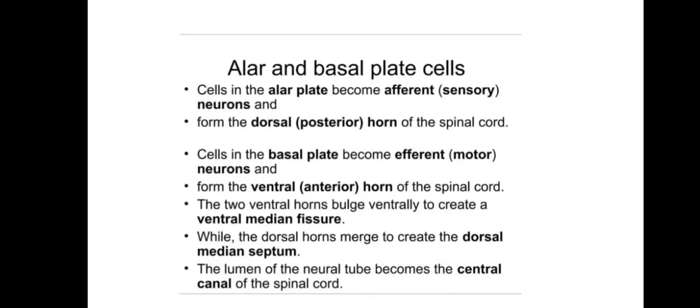Now, the alar and the basal plate cells. We said that the cells in the alar plate will give rise to the sensory neurons, while the cells in the basal plate will give rise to the motor neurons. By giving rise to those successive neurons, they form the ventral or the anterior horn of the spinal cord. The two ventral horns bulge ventrally to create the ventral median fissure, while the dorsal horns merge to create the dorsal median septum. The lumen, which is at the middle of the neurotube, becomes the central canal of the spinal cord.